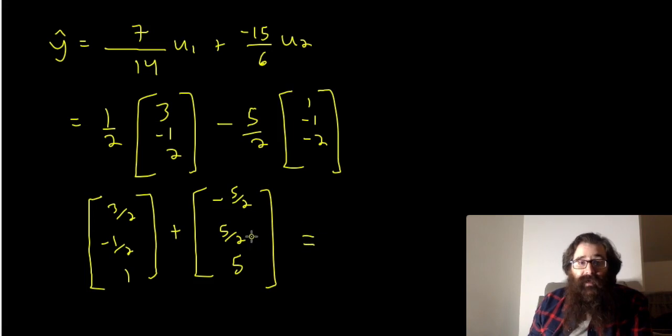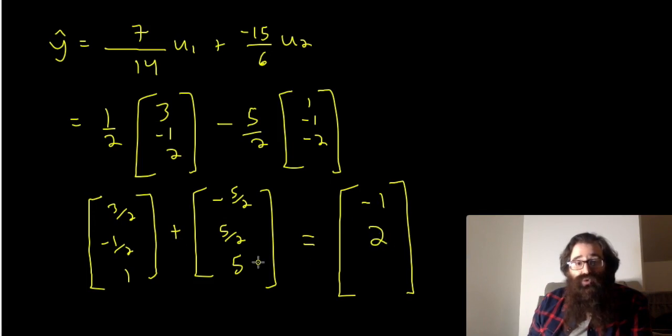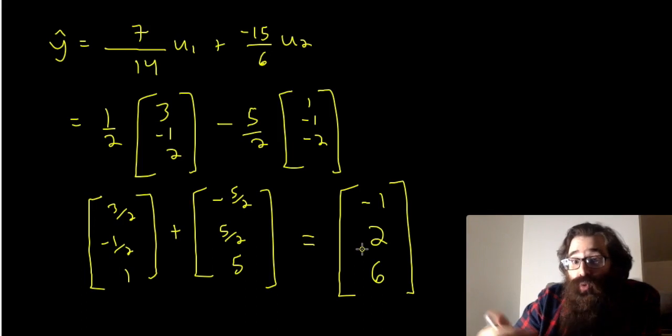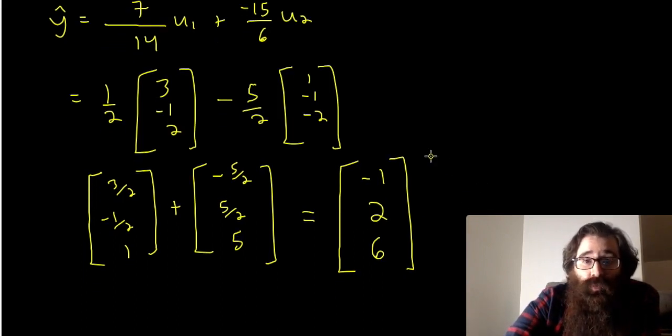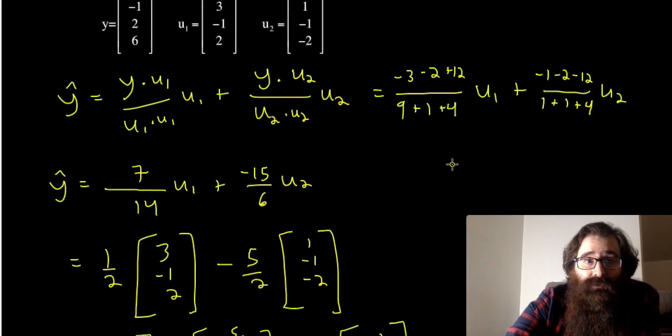Now I can just add the entries. I'm curious what you prefer. 3/2 plus a negative 5/2 is negative 2 over 2, which is negative 1. Negative 1/2 plus 5/2 gives me positive 4/2. Positive 4/2 is 2. And then 1 plus 5 gives me 6. There's something kind of cool that we can say about this one as well. I got the vector, my projection vector y hat is negative 1, 2, 6.